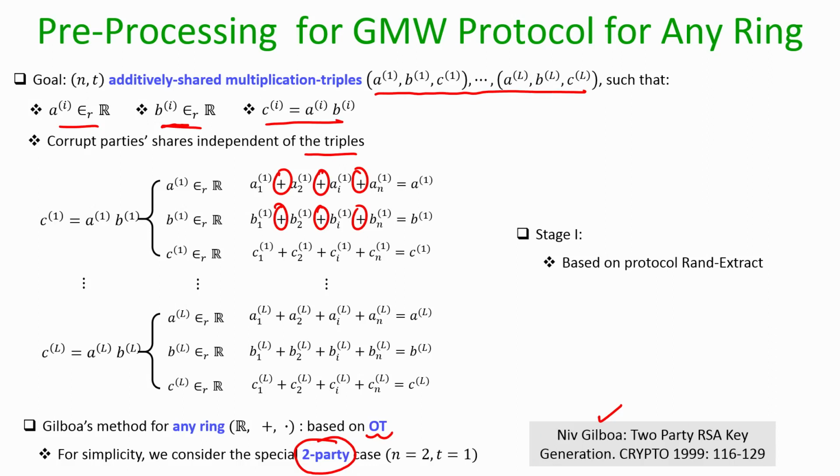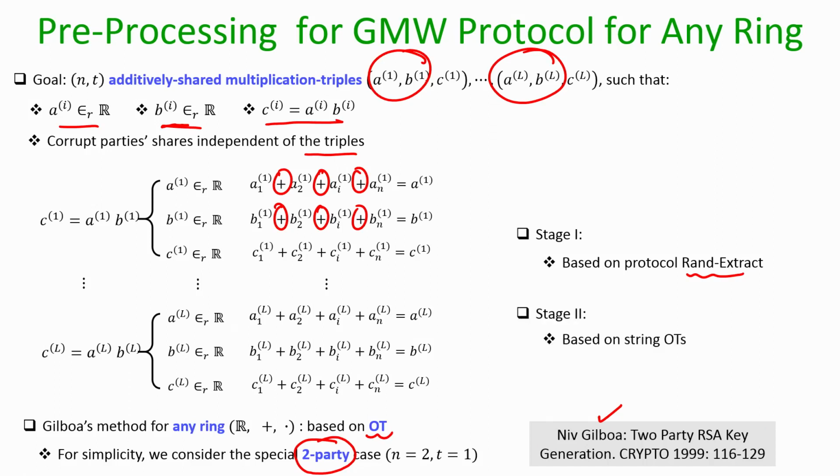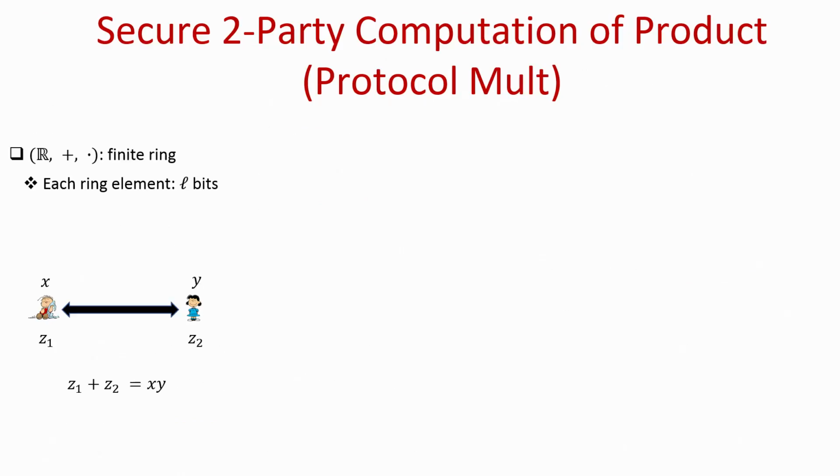Again the process of generating this shared data structure will be divided into two stages. In stage 1 we have to first generate the secret shared A and B components of all the triples. That can be done again using a randomness extraction process, and that randomness extraction process will easily work for an arbitrary ring as well, even though we have demonstrated it for a Boolean ring. So, I am not going into the details. We will focus on stage 2, namely getting the C component of the secret shared A and B component.